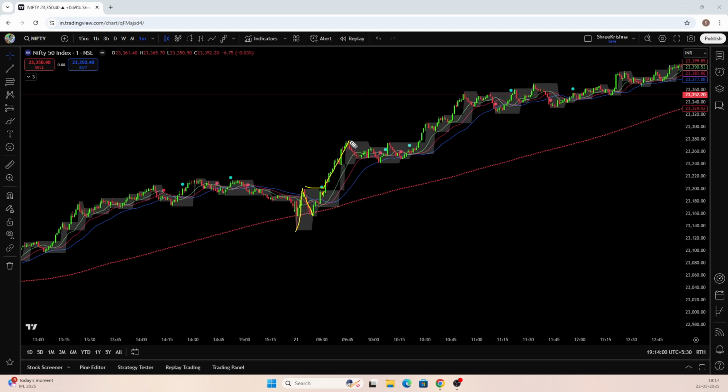And if you bought a call here on 1 minute, on 100 points, you would have made 40 points as profit in your call. If you bought one lot, you would have made about 75 into 40, that is around 3000 rupees. That's how simple it is. It is very simple to use.